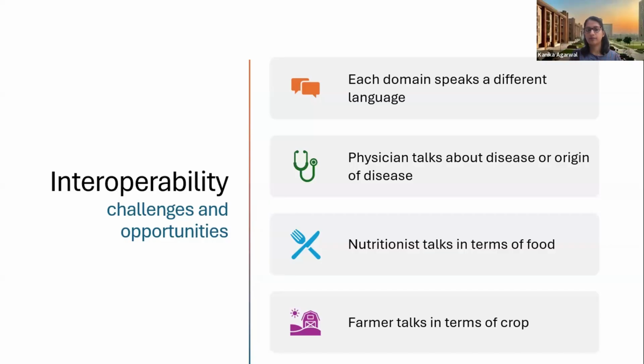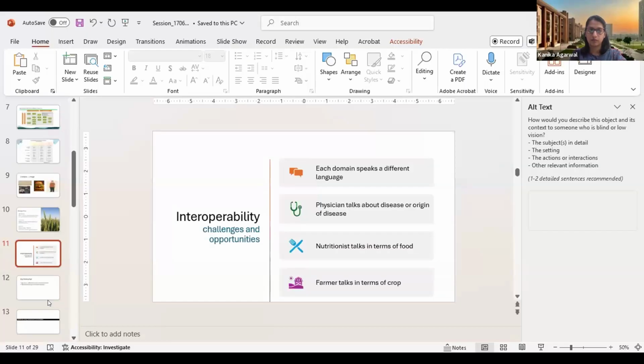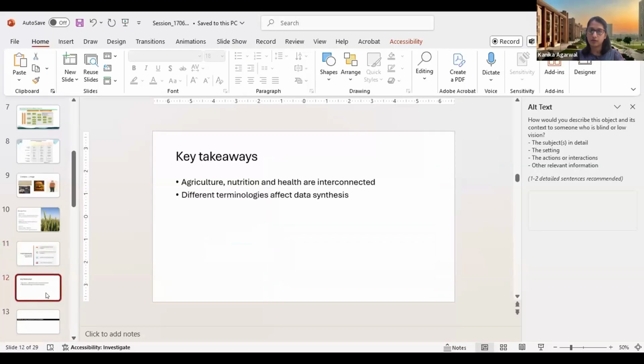So this is where we're trying to build a case of how interoperability, using similar terminologies for food products across the board, may help us in identifying and collating data, which might be more useful for policies or for food labeling later on. So now I'll hand it over to Dr. Rintu to walk you through what food ontologies are.